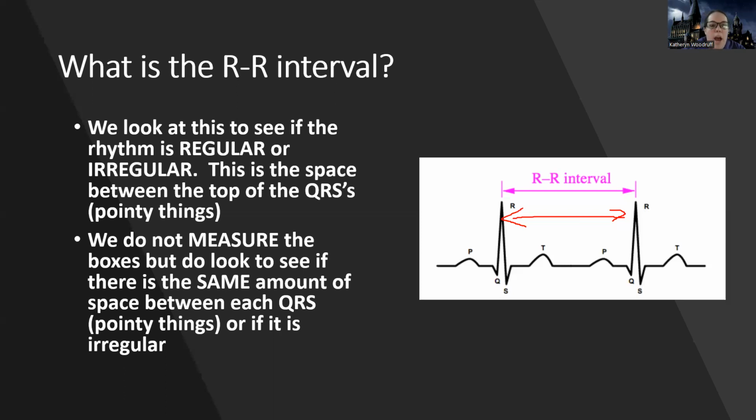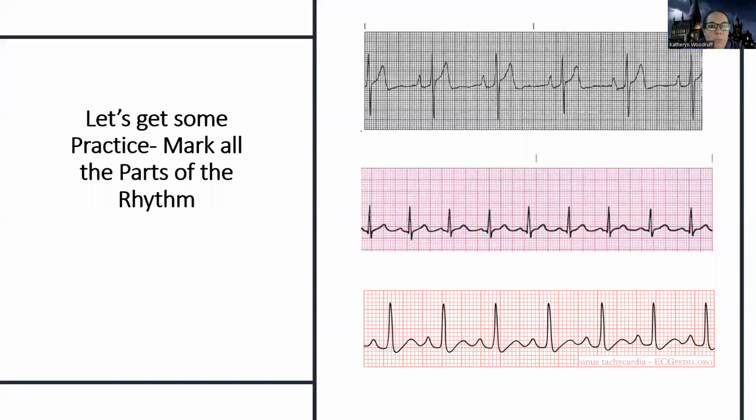Same pattern. So again, you don't have to measure boxes, but what I used to do when I was in nursing school, or when I was taking an EKG test, is I would literally sit there and mark on the first pointy thing and the next pointy thing. Then I would take my piece of paper and compare and make sure it was the same distance between every QRS. Again, we'll get more experience doing this a little bit later and it should make more sense. So let's do some practice marking these rhythms, all the parts. So for this first one, let's see if I can find my little thing. They have this thing so small.